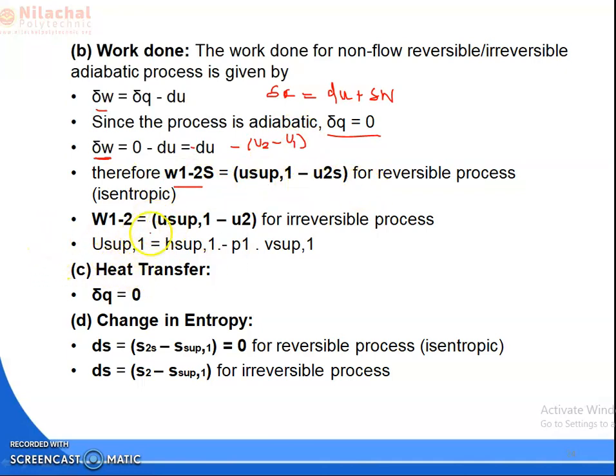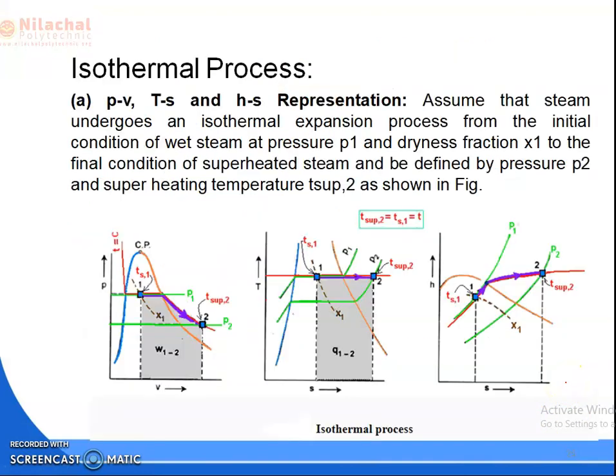Okay. So what is your internal energy? Enthalpy H minus PV. So according to state 1 and state 2, you can write the process. And the heat transfer, del Q, is 0. For a reversible process, ds, the change in entropy, is equal to 0. That means we can say S2 is equal to S1. And if it is an irreversible process, then ds is equal to S2 minus S1. For a reversible process, S2 is equal to S1.